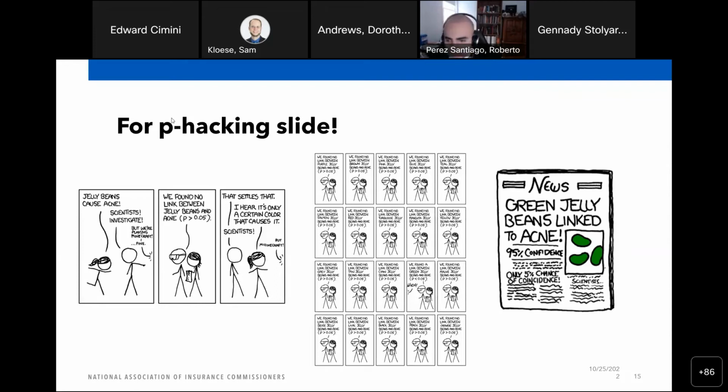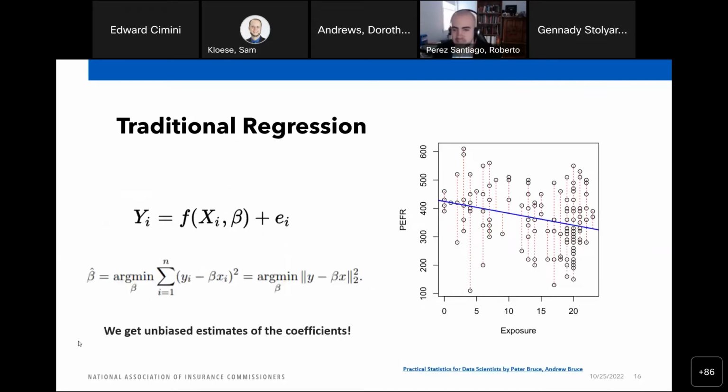So, next slide. And having gone through that, I just wanted to show that, but let's get to the bulk of my part of the presentation, which is about methods that don't produce p-values and their availability. So first, I wanted to go back to the basics and give a brief overview of what traditional regression is.